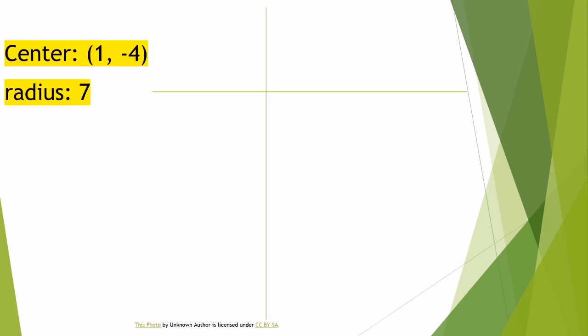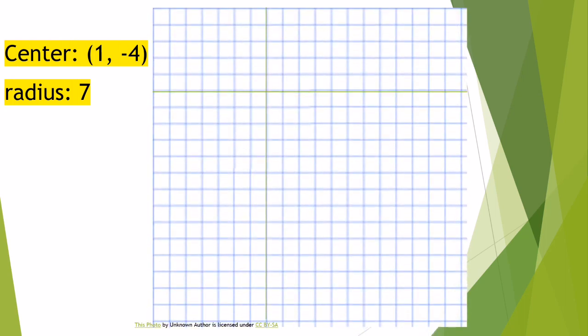So, igagraph na natin ang resulta. The coordinate of the center is 1 and negative 4 at ang radius ay 7. So, gagamit tayo ng Cartesian plane. So, ito ang ating x-axis at ito ang ating y-axis. So, ito ang ating point of origin or intersection ng x and y.